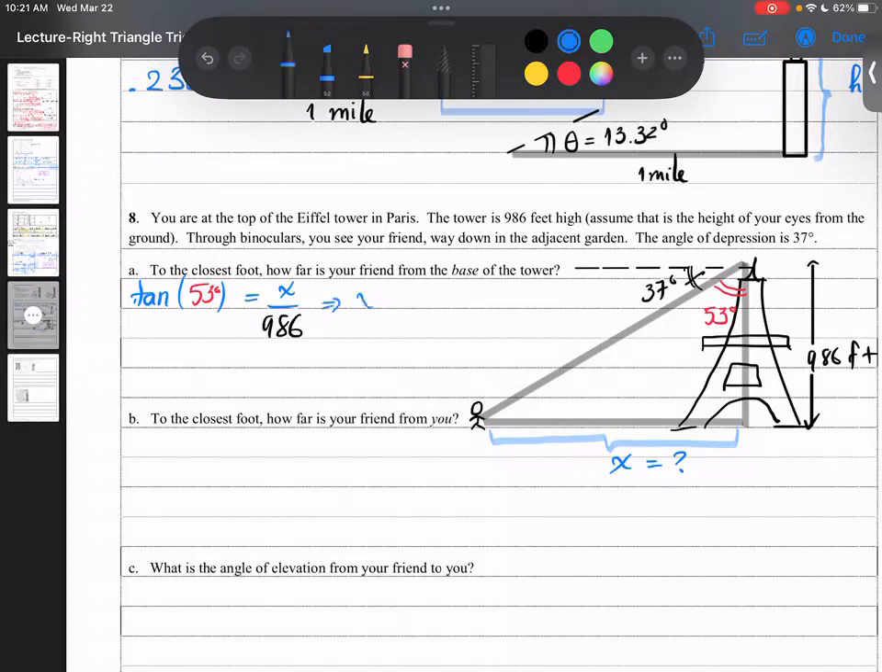Let me give you the happy ending. x is roughly 1,309 feet, to the closest foot.